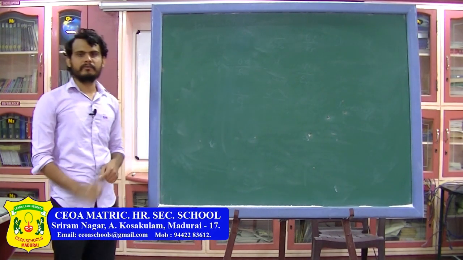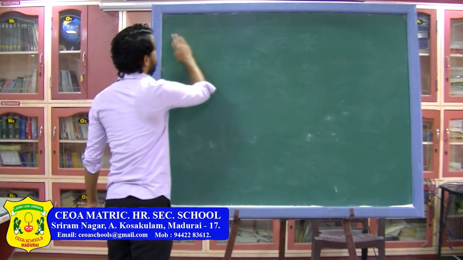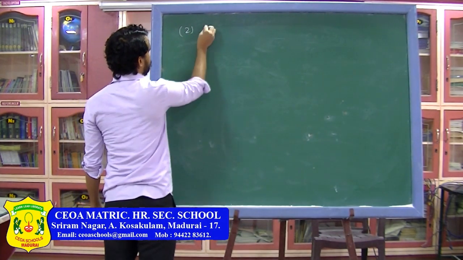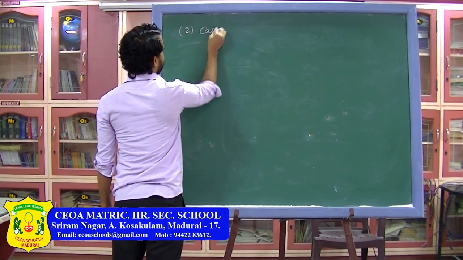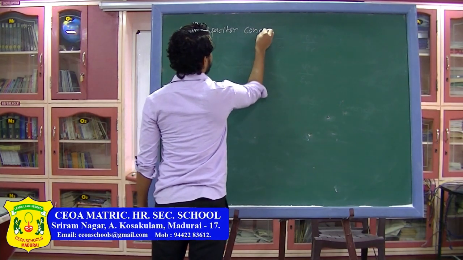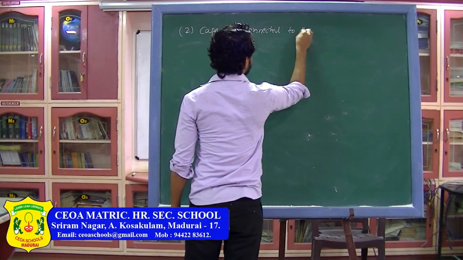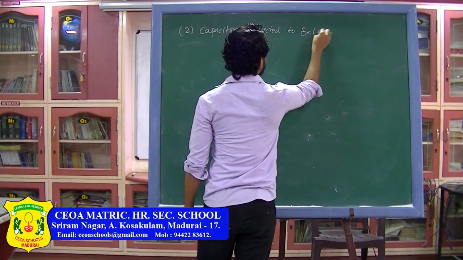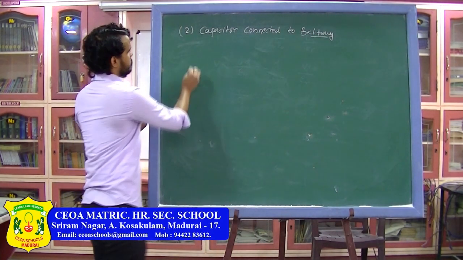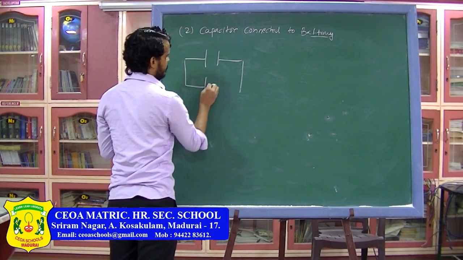Now let us talk about the capacitor which is connected to the external battery. So, capacitor with external battery. The second case is a capacitor which is connected to a battery. So you have a capacitor and it is connected to a battery.